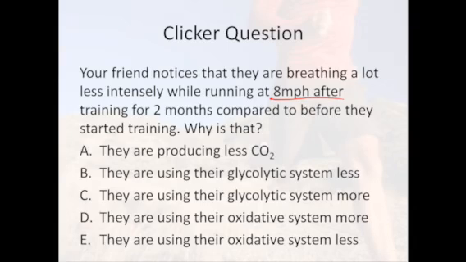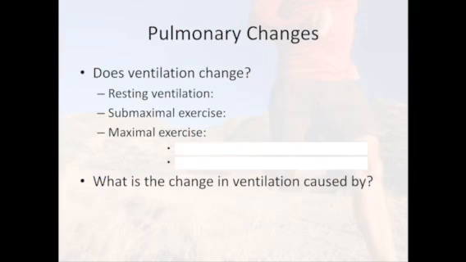Definitely they're producing less CO2, right, with the mechanisms we just talked about. Are they using their glycolytic system? Yes, for sure. Are they using their glycolytic system more? Nope. Are they using their oxidative system more? Yes, for sure. Using their oxidative system less? No. Okay, so A, B, and D are correct there.